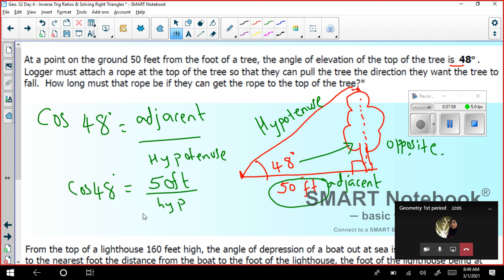We will just cross multiply. Once I cross multiply, you will get HYP times cos 48 equals 50. Then dividing by cos 48, I'll get HYP equals 50 divided by cos 48. Okay, and that has to be 48 degrees. Now substitute this whole thing in the calculator, and make sure your angle is not in radians, it should be in degrees. Then whatever answer you get, round it to the third decimal point.